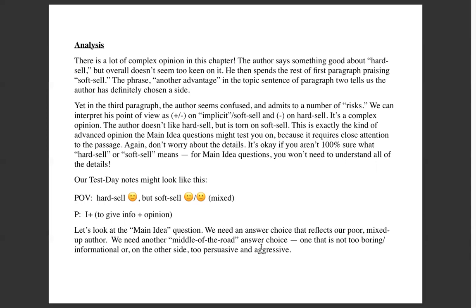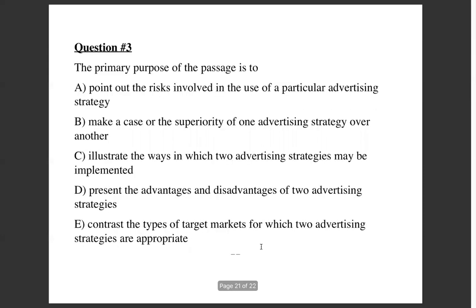All right, I'll give you a second to read anything else you'd like on this slide, although we sort of discussed it all. Okay, moving on. Here is the question. Primary purpose of the passage is to, and I'll go ahead and pause for a second. You can read these. And when you're ready, let's move on.